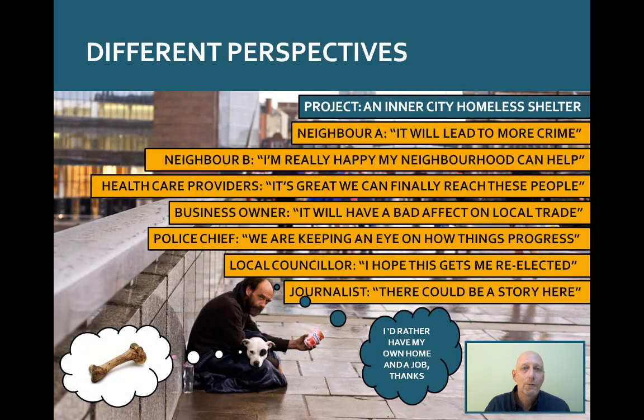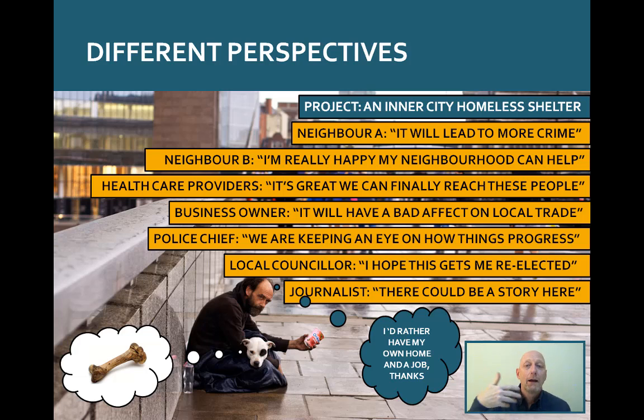Stakeholder groups themselves are not homogeneous. You may have different opinions within the same group. One neighbor may say, no, we don't want these people around here. That's going to lead to crime and antisocial behavior. And perhaps another neighbor might be saying, I think it's great that we're doing this here, that our neighborhood is the one that's helping out. Healthcare providers may be very, very positive about this. These are some of the hardest people to reach who may have some chronic illnesses and yet they're homeless. It's very, very hard to get services to them.